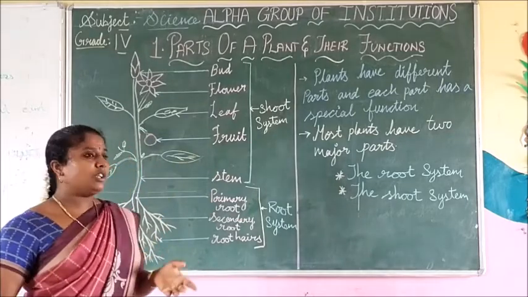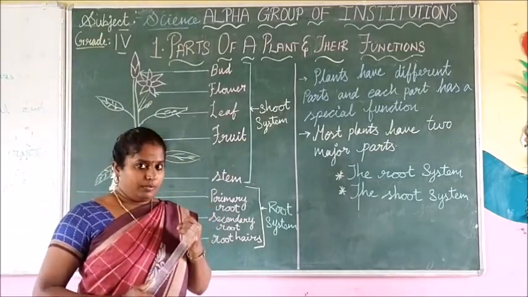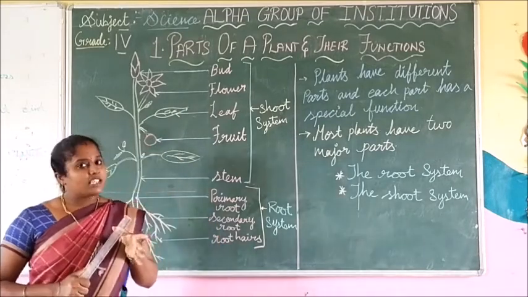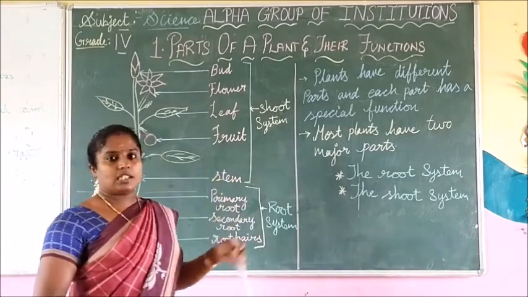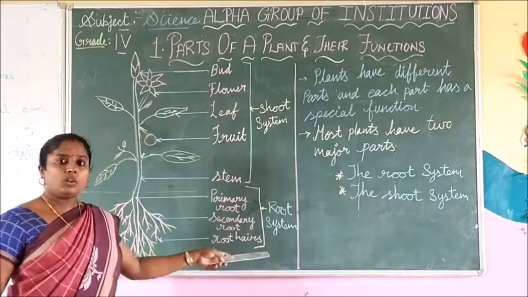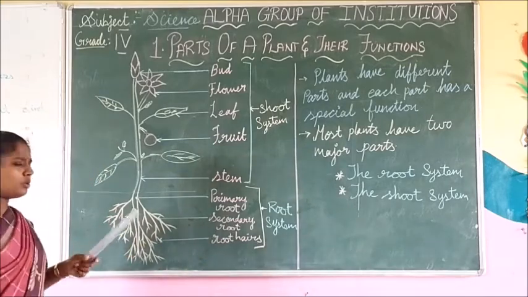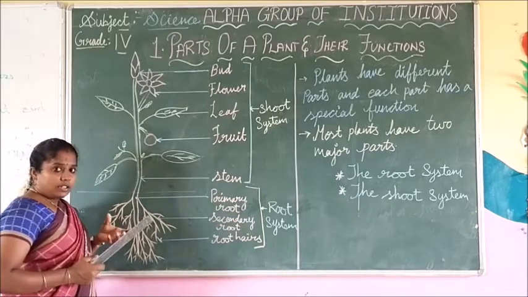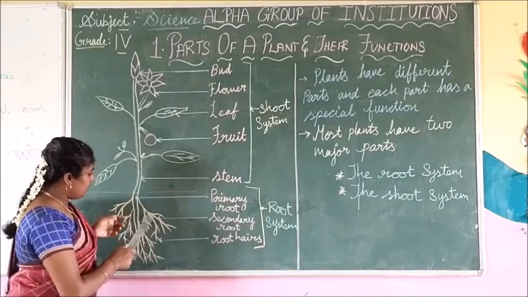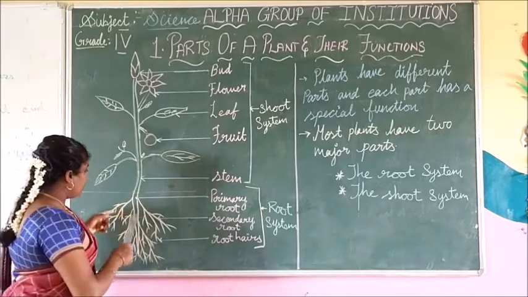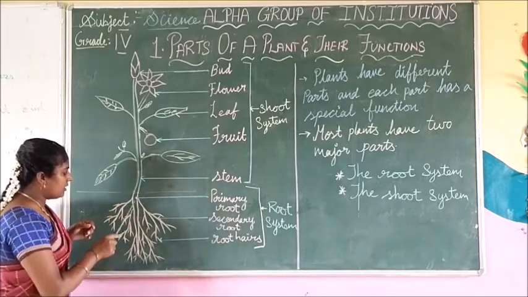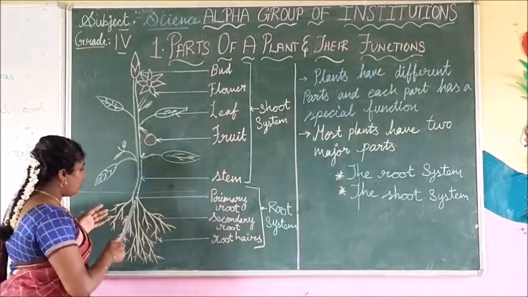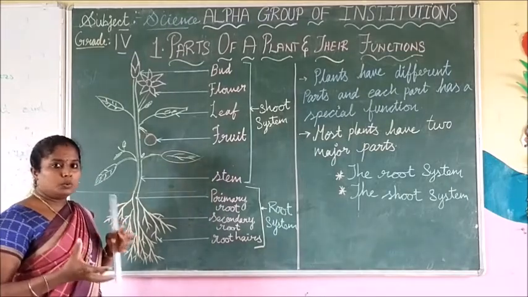So what does the shoot system include? Bud, fruits, flowers, leaf, stem. These are included in the shoot system. And now we are going to see the root system. See, these are roots, of different types. This one is little thick, this one is thin, and this one is very thin. This thick one is called the primary root. It is the main root.